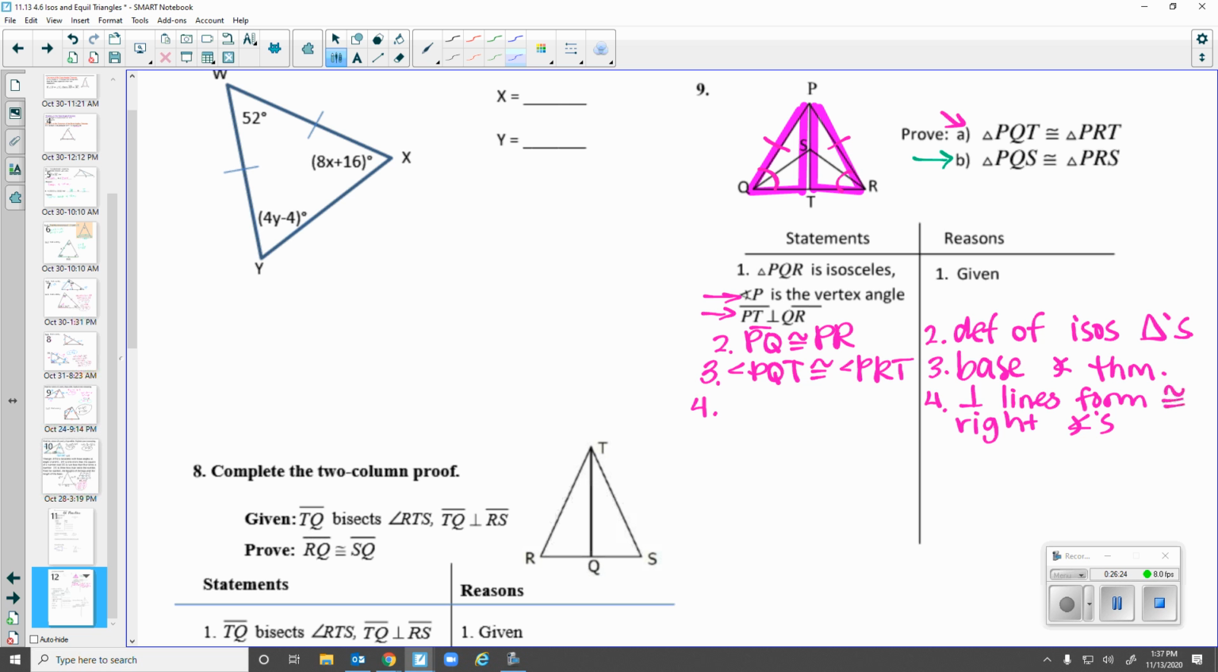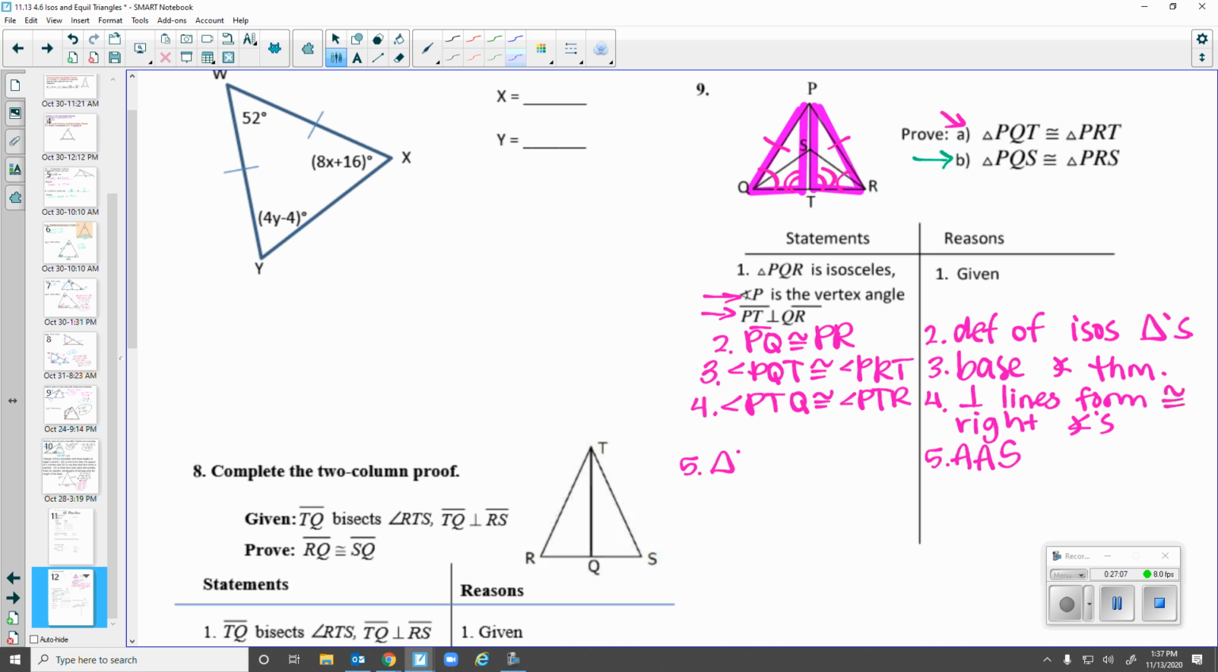And why this reason is helpful: instead of having to go through the process of saying the perpendicular lines form right angles, the right angles equal 90 degrees, which means they're equal, which means they're congruent, we just get to say this. And we just get to say right away that angle PTQ is congruent to angle PTR. And now look at my markings. Angle, angle, side.